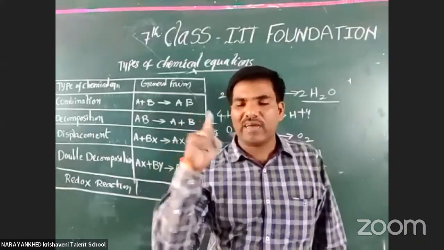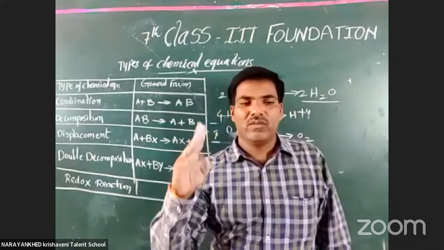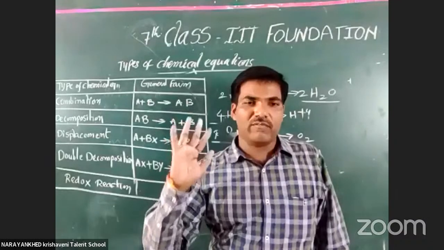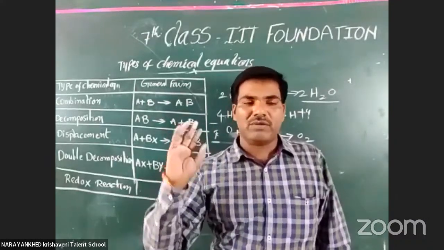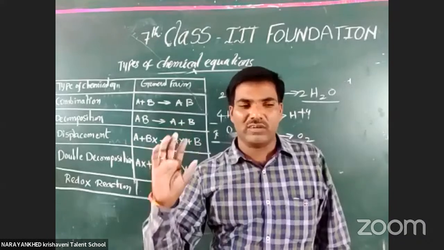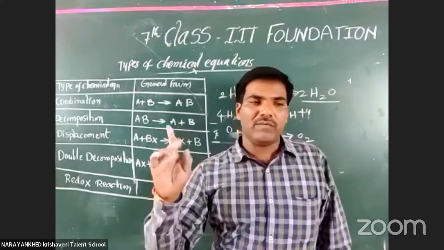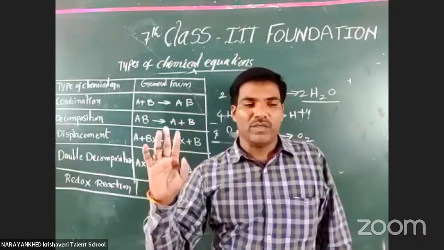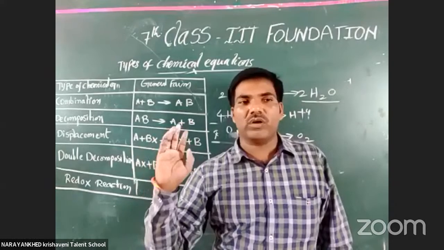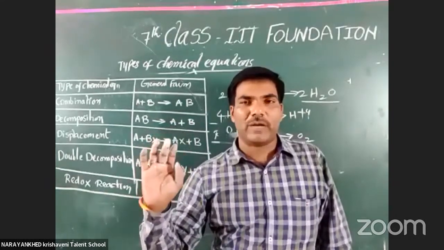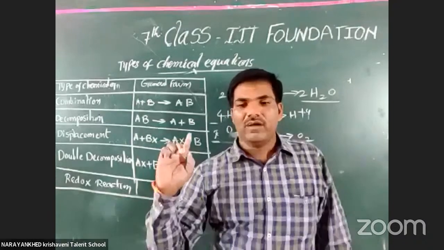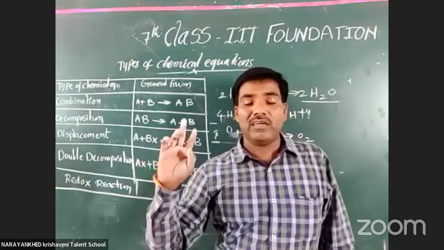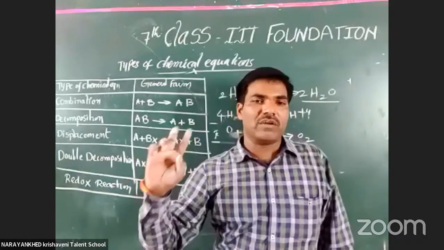The first element is hydrogen, second helium, third lithium, fourth beryllium, fifth boron, sixth carbon, seventh nitrogen, eighth oxygen, ninth fluorine, 10th neon, 11th sodium, 12th magnesium, 13th aluminium, 14th silicon, 15th phosphorus, 16th sulfur. Clear or not? 17th chlorine, 18th argon, 19th potassium, 20th calcium.